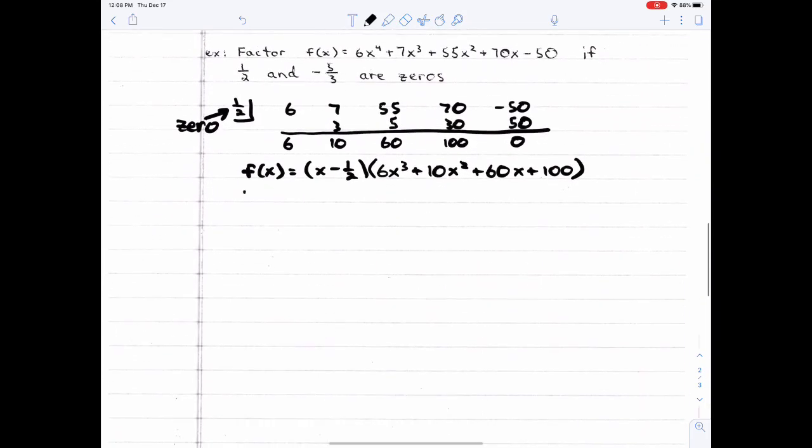Okay, so I'm going to pull out the 2. And I'm going to stick the 2 in front of the whole thing. It doesn't matter where you put it, because the order of factors doesn't matter. So I'll just write it as it is. x minus a half, and then I'm going to take out the 2, and that leaves me with 3x cubed plus 5x squared plus 15x plus 50.